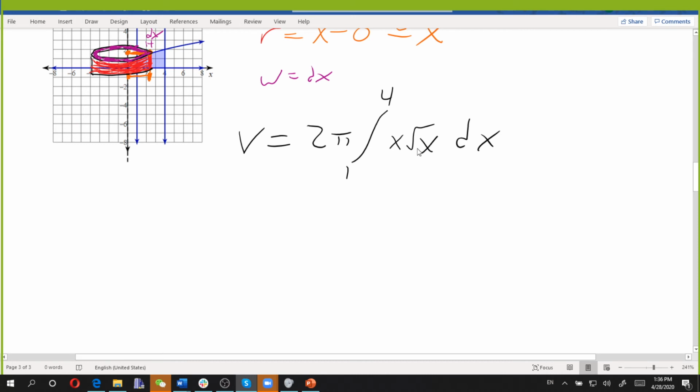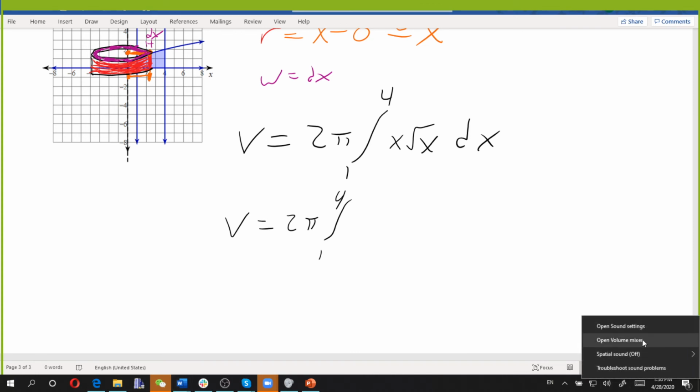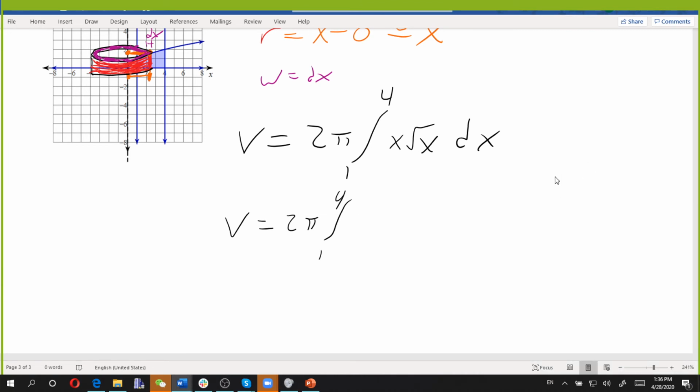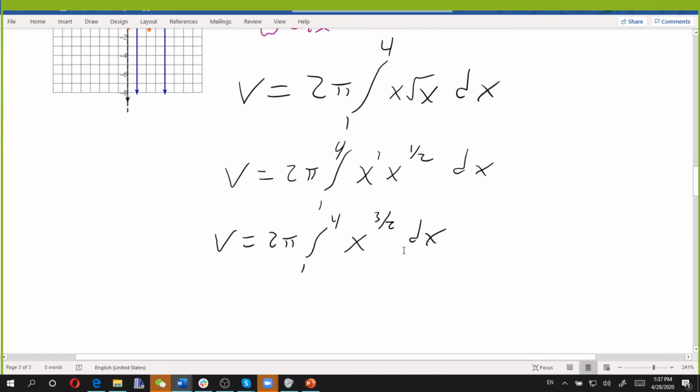Jenna, how can I write this x root x so that we can use power rule? X to what power? Okay, this is x to the first power times x to the 1/2 power. What happens when I multiply these together? X to the 3 over 2 power. Perfect. So when we go to integrate, what will happen?